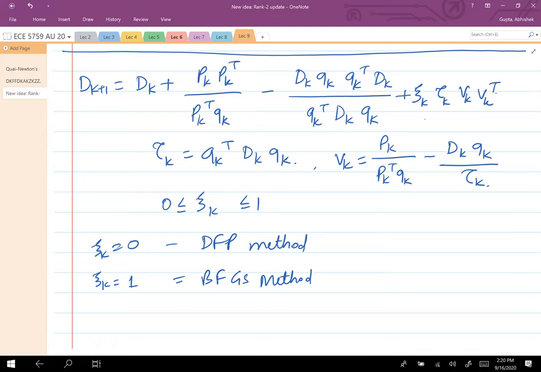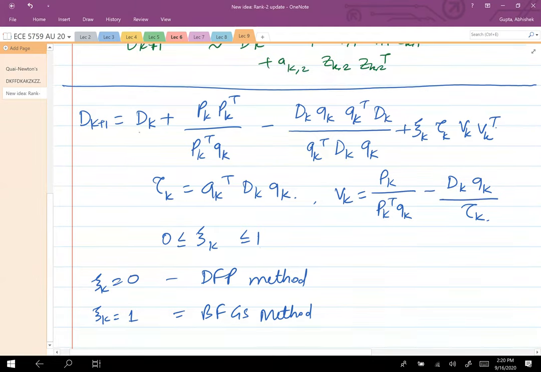Note that one thing I want you to notice is that in order to compute DK plus 1 from DK, you only have to do matrix multiplication and additions and subtractions. You don't have to do any inverse in the entire process. So it's really a very cool technique because no invertibility is required in the entire process. The other thing you will notice is that DK plus 1 is also a symmetric matrix, because all of these rank 1 terms are symmetric. This is a rank 1 term, this is another rank 1 term, and this is the third rank 1 term, and they are all symmetric matrices, so DK plus 1 is symmetric.